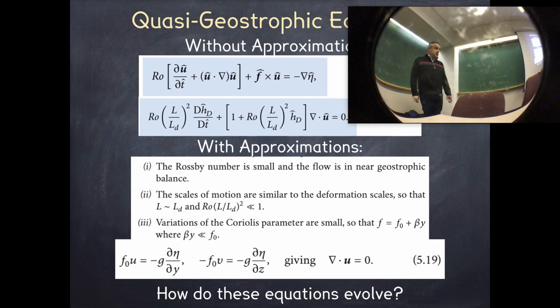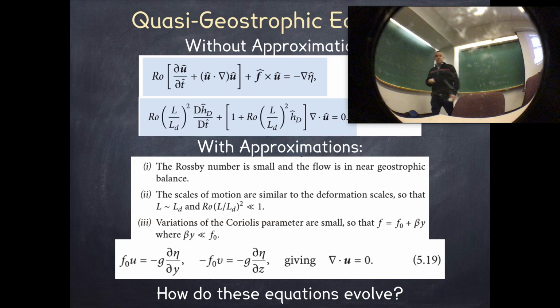Okay, so the first order is this. What's the correction? So if L over L_D is order 1, that doesn't change anything, but Rossby means this term is small too, too small to participate in this balance.